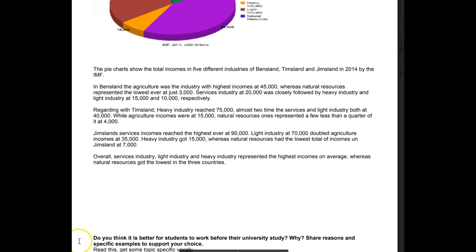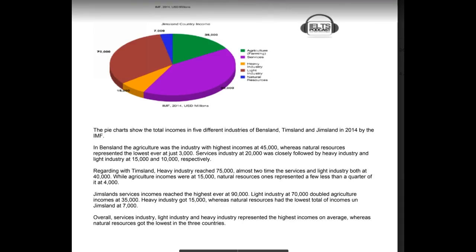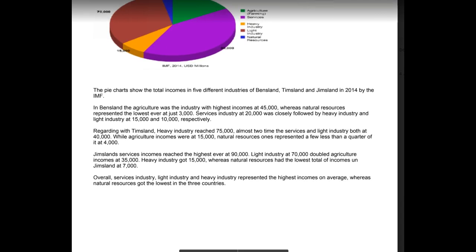Jim's Land, services income. Here you needed an apostrophe, so it should have been apostrophe S, and it should have just been income without the S. So, Jim's Land's services income reached the highest ever at 90,000. All right, let's talk about why that's wrong. When you say that it reached the highest ever, it's as if you've got some change over time. And so it might have started off low and then it increased and it reached its highest ever, okay?